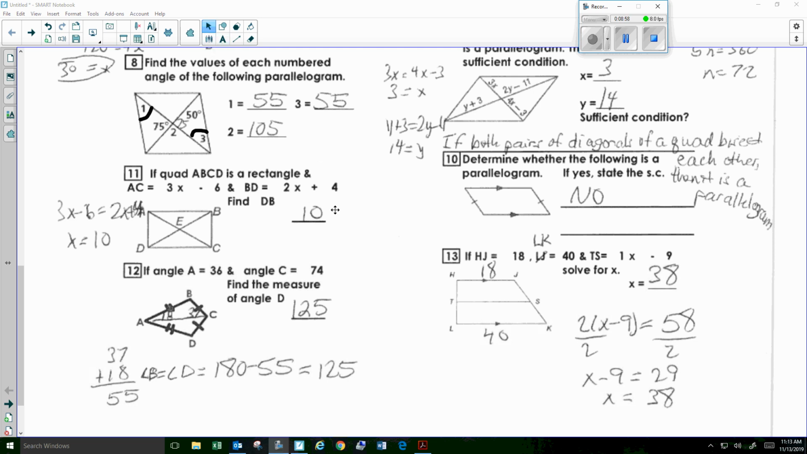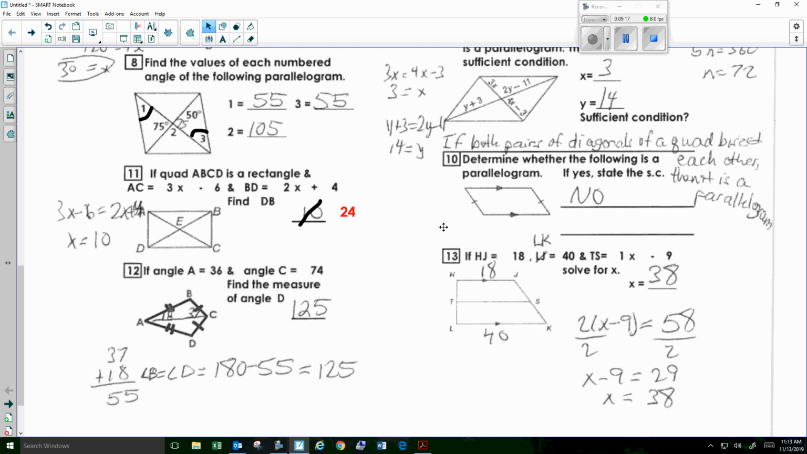So I made an error there. Good thing I'm going over this here with you right now. It is 24. x was 10. Okay, so that was x. It didn't ask for x, it asked for the length from D to B. So another reason to go back and double check.